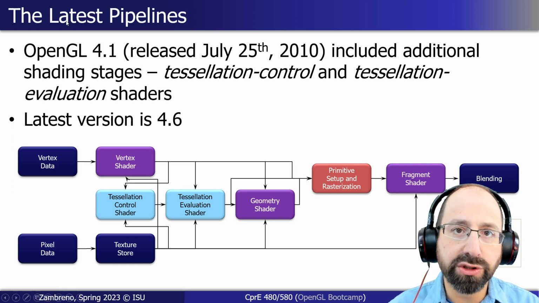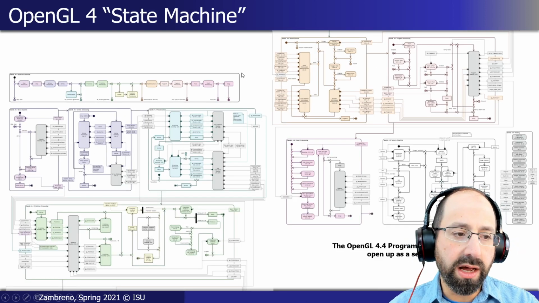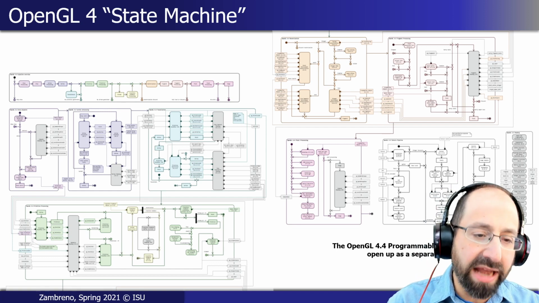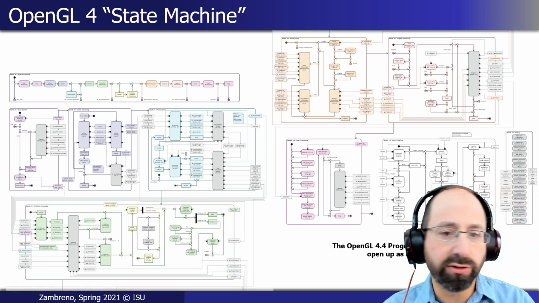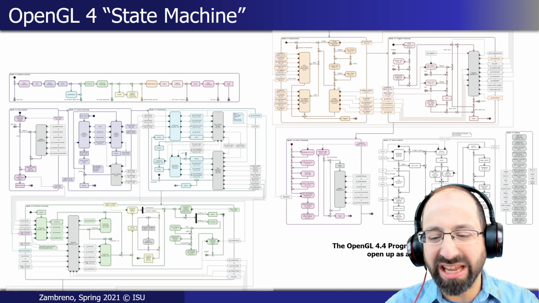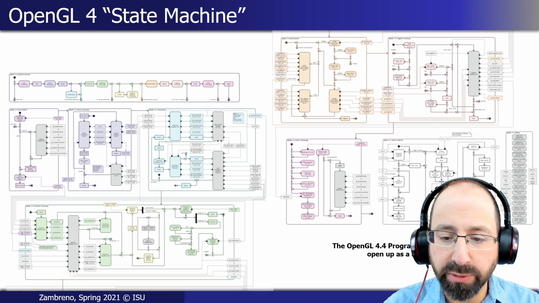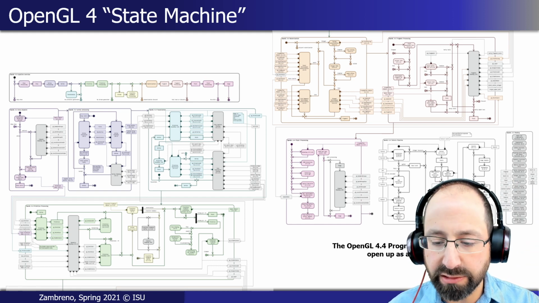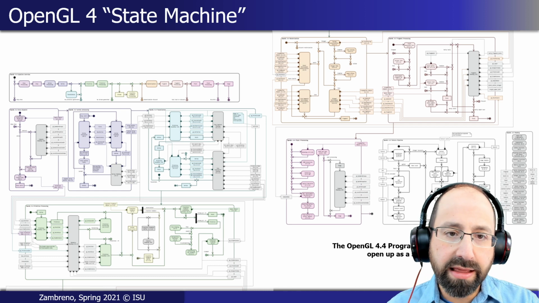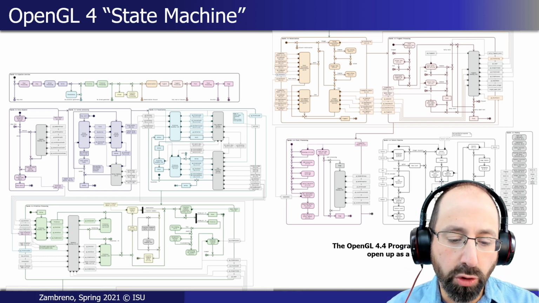We also had a version of kind of the state machine view of it. There have been additional features added since 4.0, and we're currently at version 4.6. But in terms of pipeline stages, version 4 is kind of the current state of the art in terms of what is available for you as the programmer to interface with. I think that was sufficient in terms of saying that there are different versions of OpenGL.